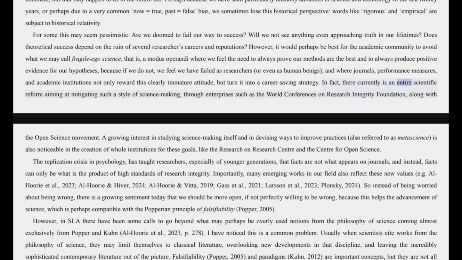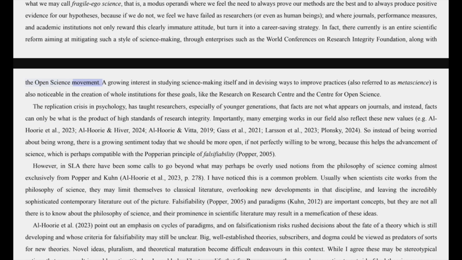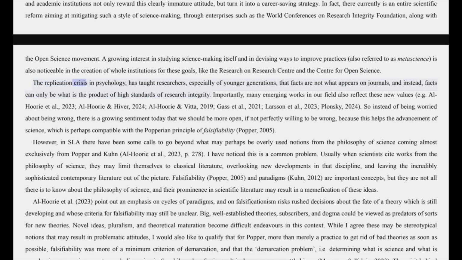In fact, there currently is an entire scientific reform aiming at mitigating such a style of science-making, through enterprises such as the World Conferences on Research Integrity Foundation, along with the Open Science Movement. A growing interest in studying science-making itself, and in devising ways to improve practices, also referred to as meta-science, is also noticeable in the creation of whole institutions for these goals, like the Research on Research Center and the Center for Open Science. The replication crisis in psychology has taught researchers, especially of younger generations, that facts are not what appears in journals, and instead, facts can only be what is the product of high standards of research integrity.